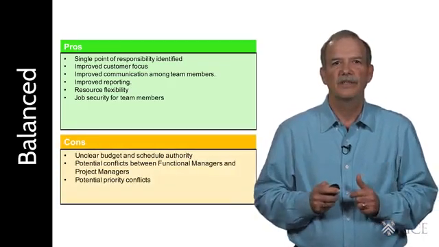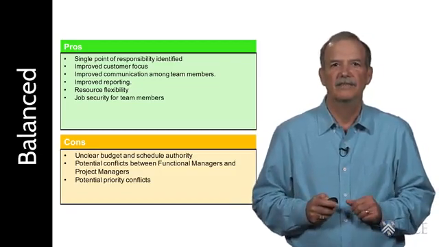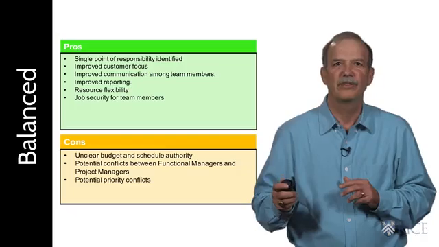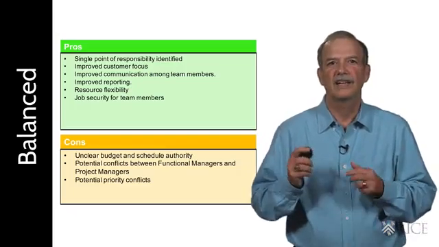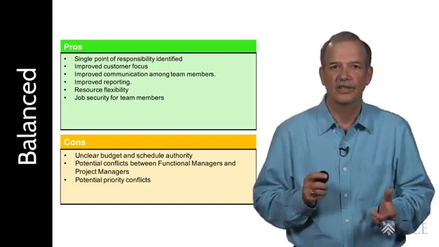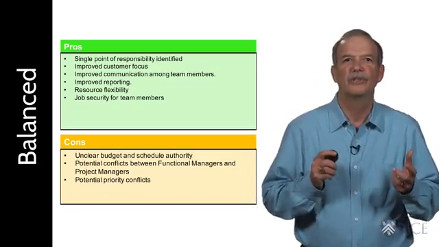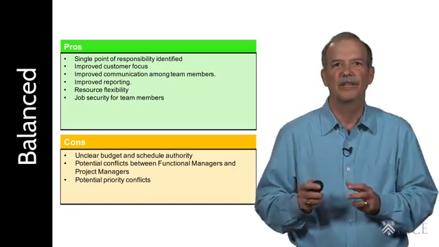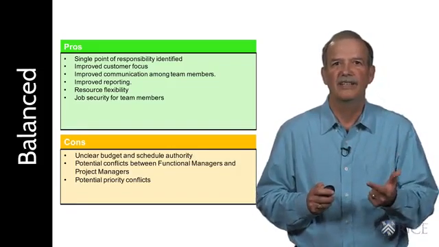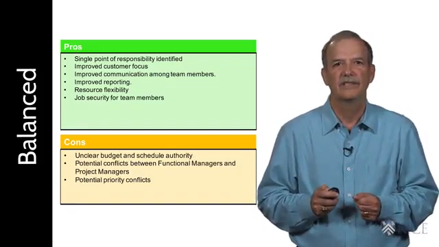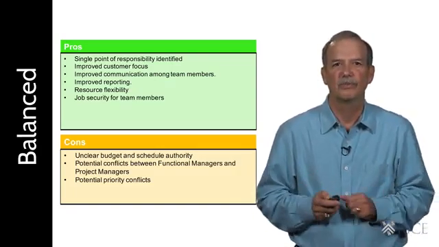In this arrangement, the project budget and schedule authority is still not clear. It's shared between the functional managers and the project managers. Technical control and staffing is also shared. This situation creates potential conflicts between the functional managers and the project managers over money, functionality, and staff priorities. For the project to be successful, these conflicts must be resolved on an ongoing basis.